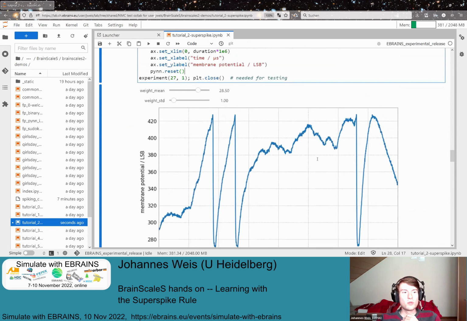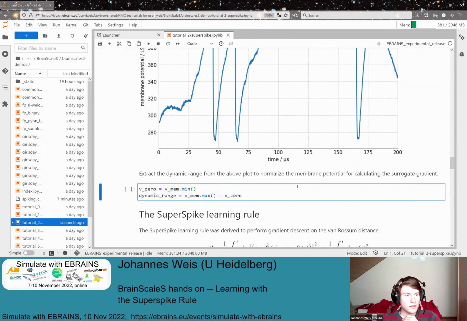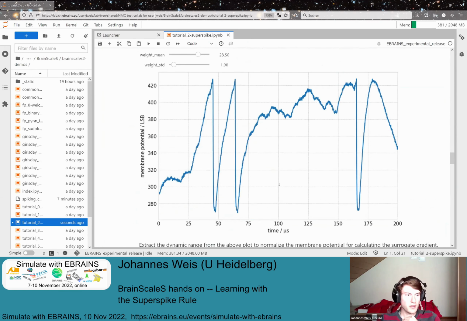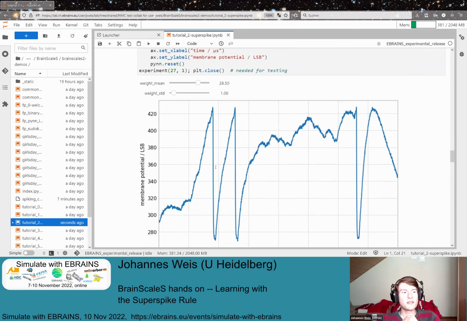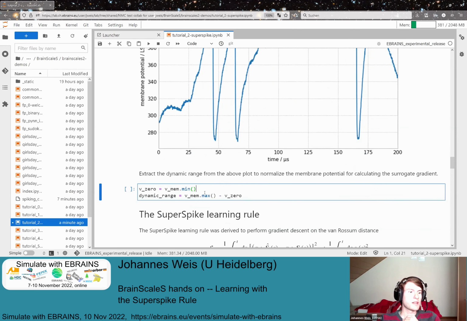Okay, if you have a few spikes on this graph, we can run the next cell, and this extracts the dynamic range of the membrane. As for the super spike rule, we will want to know what is a reset potential and what is a threshold in order to know if a neuron is close to spiking or not. So you should have at least one spike in this graph in order to correctly estimate the threshold, because we will now use the minimum and maximum of this trace in order to calculate a baseline and set the dynamic range.